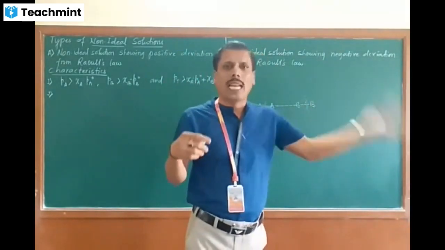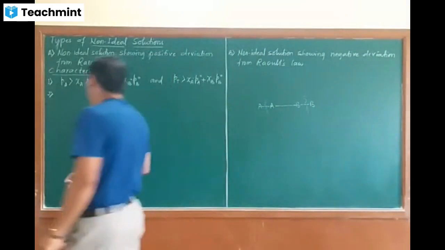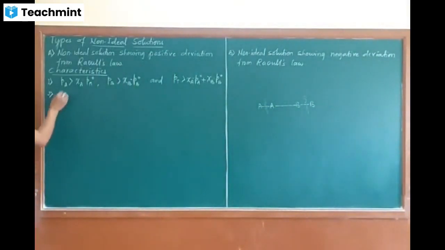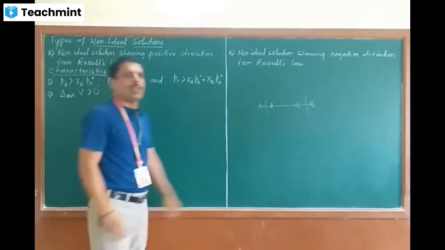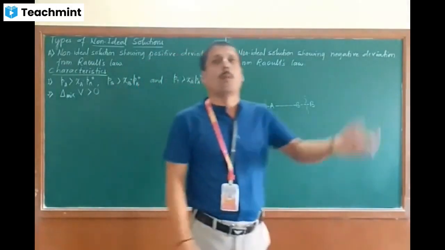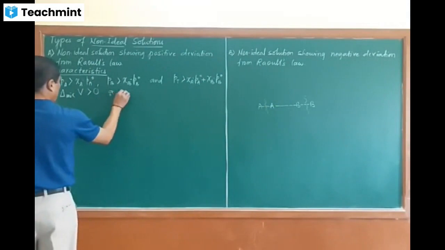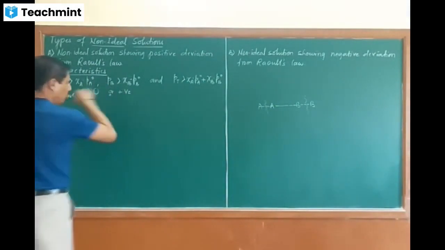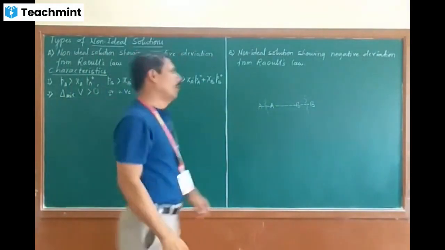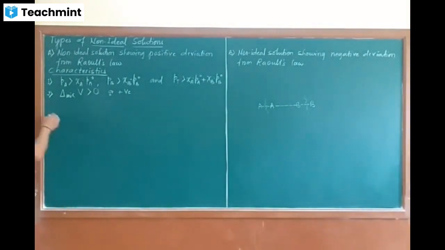It is more than 200 ml, so therefore the second characteristic is delta mix V is greater than 0, or positive. We write what we expect, or positive. Is it right?